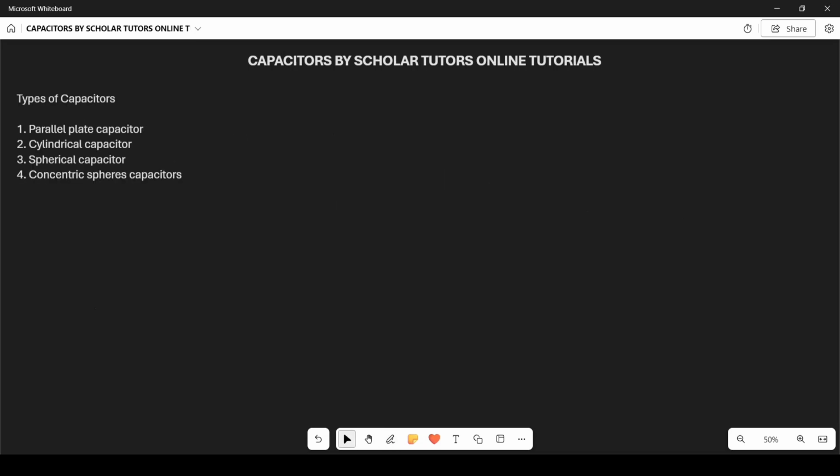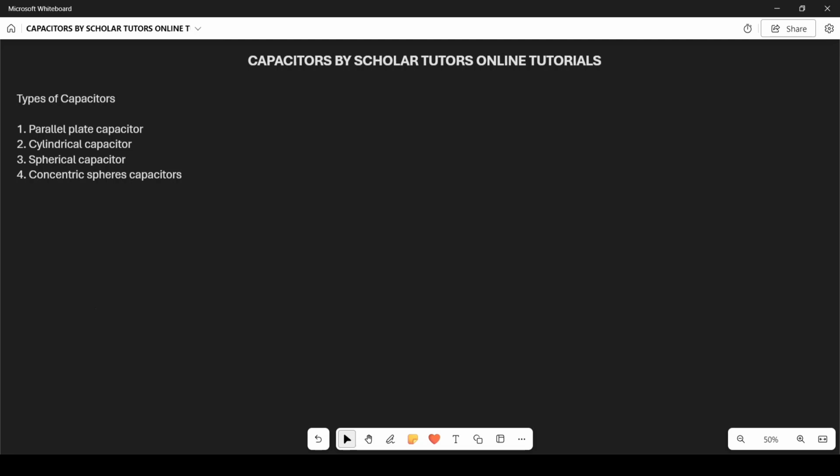We've talked about a capacitor. We said it is used for storing electrical charges and electrical energy. Now let's talk about the types of capacitor. The first one is the parallel plate capacitor. We have the cylindrical capacitor, spherical capacitor, concentric spheres capacitor. For the purpose of this tutorial, we'll only talk about the parallel plate capacitor.